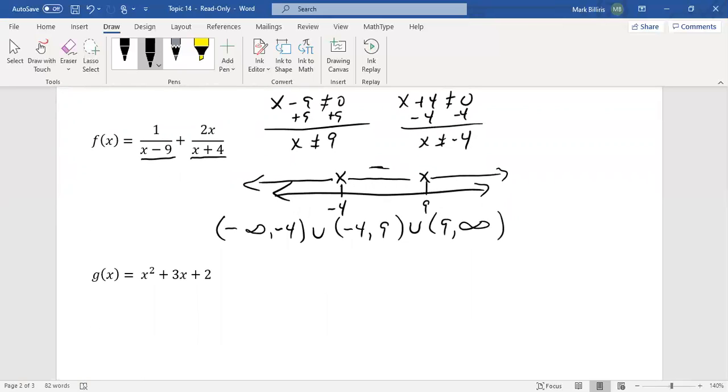Our next function, g of x equals x squared plus 3x plus 2. So we look at this function, and there are no restrictions. I can use positive numbers, I can use negative numbers, I can use decimals, fractions, etc. Since there are no restrictions, then we can use any number on the number line, so we can use any value between negative infinity and positive infinity. So these quadratic functions will have domains being all real numbers.